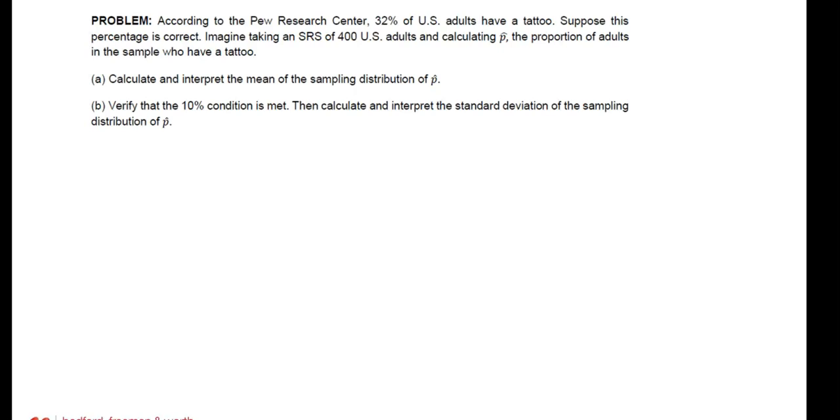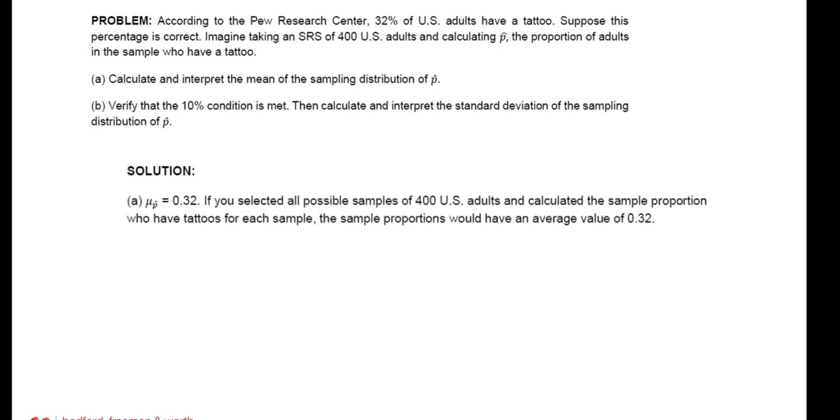Calculate and interpret the mean of the sampling distribution of p hat. So the mean is 0.32, super easy. They give it to you. Interpreting is not so easy, so it's going to be: if we took all possible simple random samples of size 400 of the proportion of adults who have a tattoo, then the mean of those samples would be 0.32. They said it that way. You might want to look at their wording, but it's probably better.